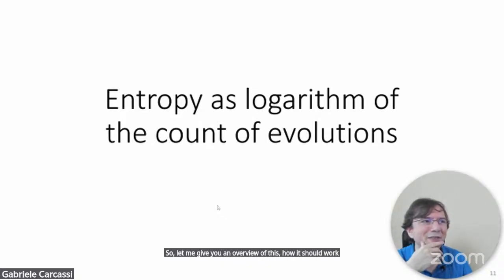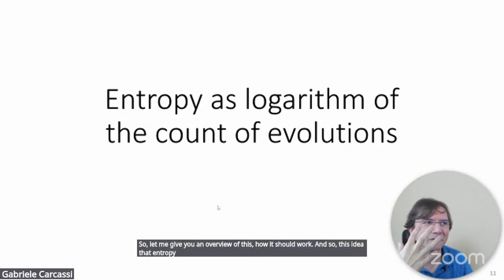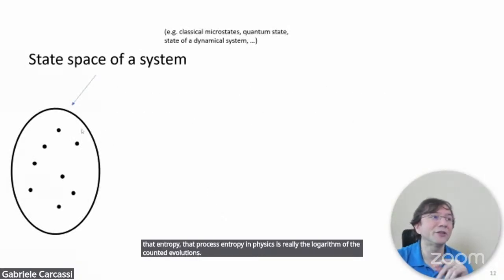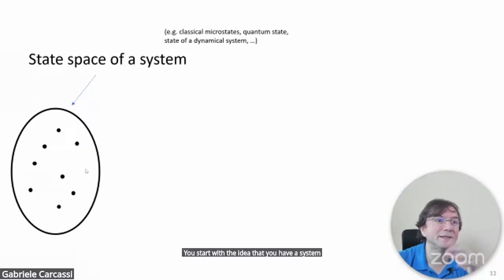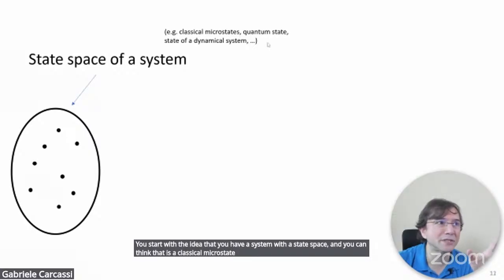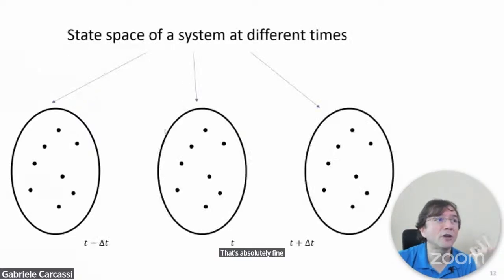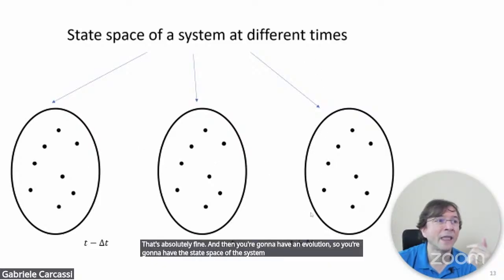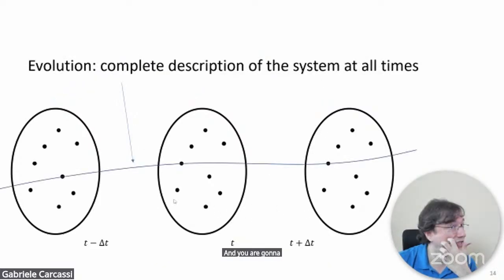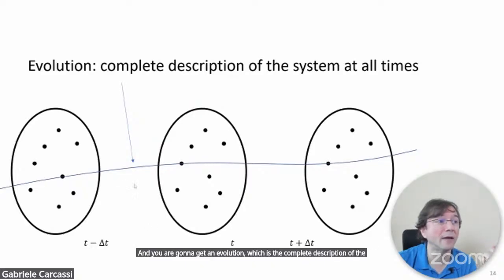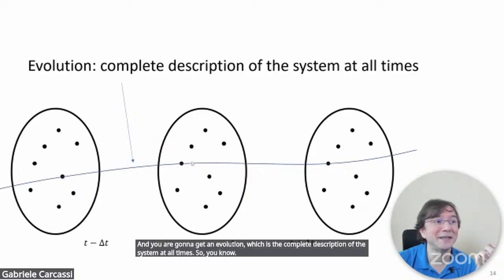And so this idea that entropy, that process entropy in physics, is really the logarithm of the count of evolutions. You start with the idea that you have a system with a state space, and you can think that is a classical microstate, a quantum state, or any state of a dynamical system that you have in mind, a bunch of variables with some numbers. That's absolutely fine. And then you're going to have an evolution. So you're going to have the state space of the system at different times, and you are going to get an evolution, which is the complete description of the system at all times. So you know that it passes here, here, and here.